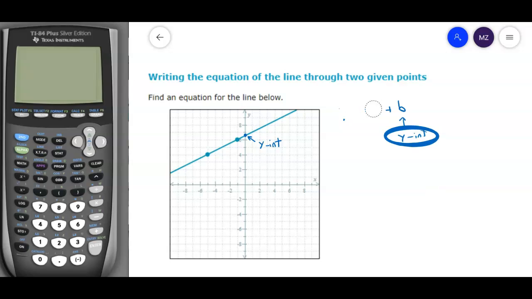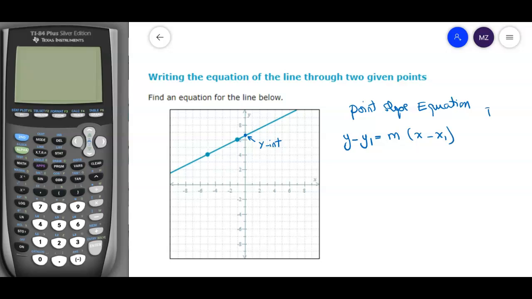Then you don't use this formula, because we have a better formula to use. I think the best way is the point-slope equation. What is the point-slope equation? If you have a point and a slope, you can use y minus y1 equals m times x minus x1. So you need two ingredients: a point and the m.